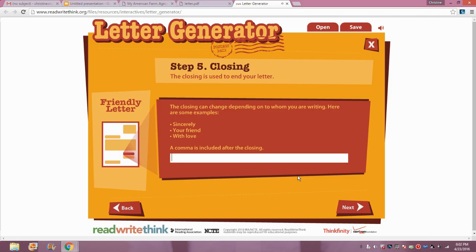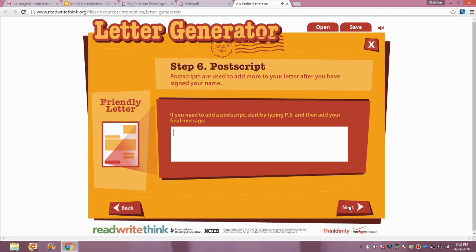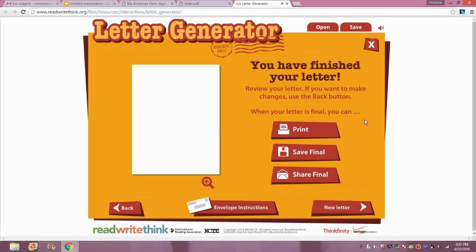The closing, it gives you suggestions of how to close. And finally, your first name for a signature. And a postscript or PS message if you would like. It also allows you to add a border, which I thought was a really cool aspect of this. And then it shows you your letter and you can save it as a file to be emailed to anyone or also to be printed out in a computer lab as I would have my students do.